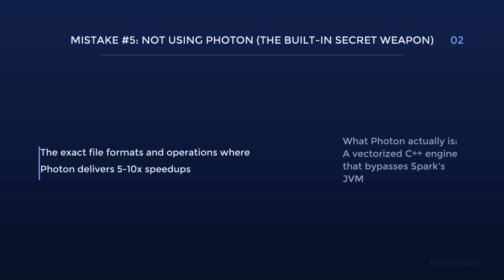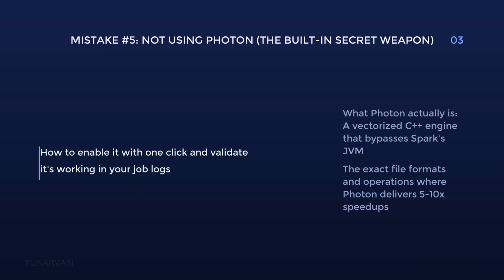Stop thinking of your data as rows on a disk. Photon sees it as vectors in memory, its native language. This is a computational breakthrough. For columnar formats like Delta and Parquet, and for your core filters, joins, and aggregates, it bypasses the JVM entirely. The result? Consistent, massive speedups. This isn't just an optimization, it's a fundamental hardware advantage you are already paying for. Check that box. Now, the real question is, how do you know it is actually running?